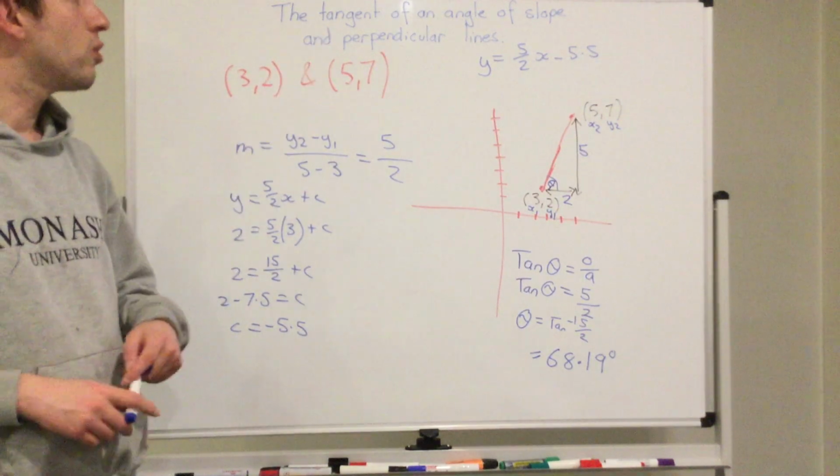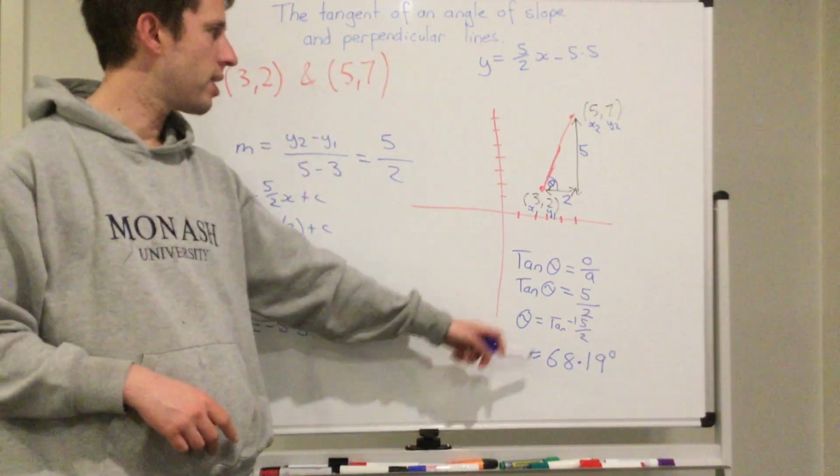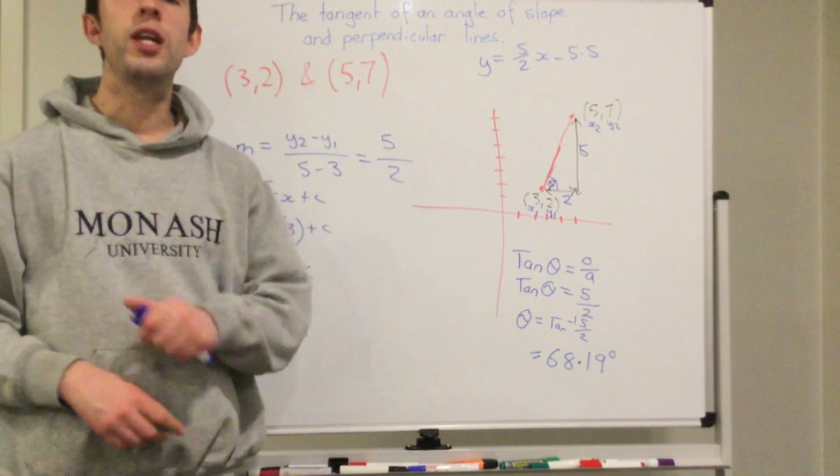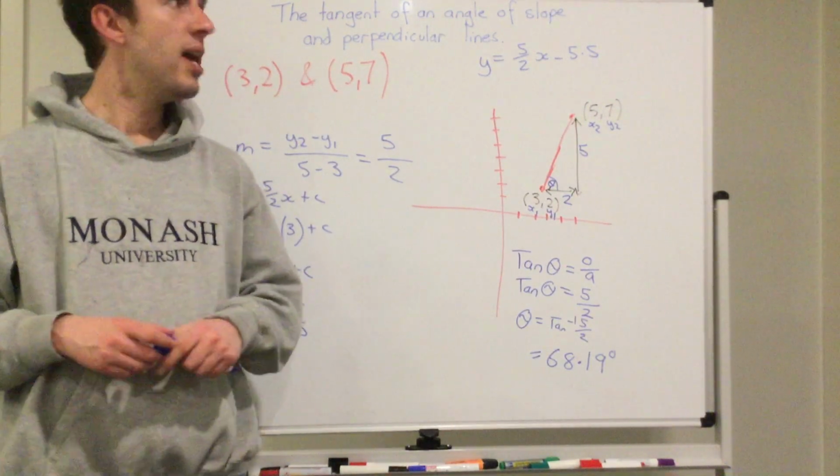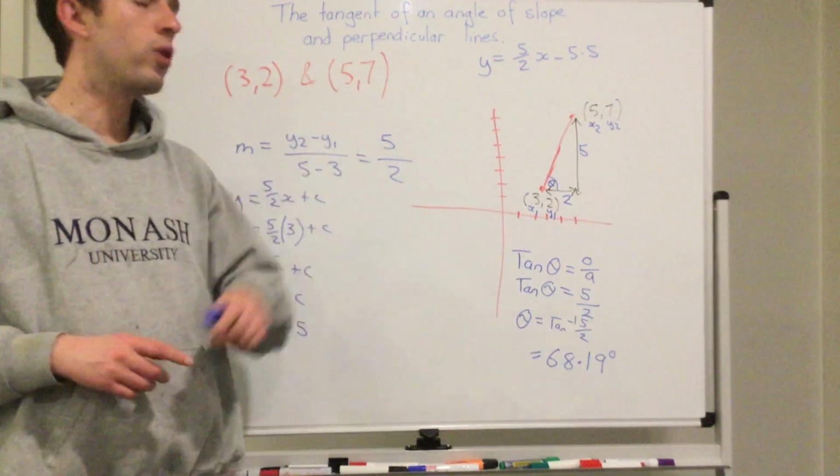So the tangent of an angle of a slope and perpendicular lines is this. Really hope that helps you understand how to find the angle when we're looking at slope.